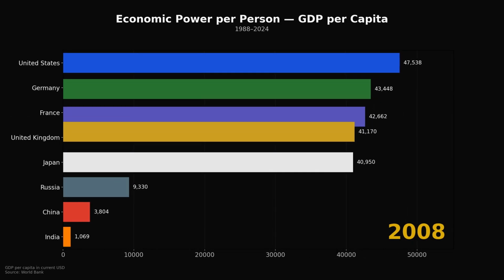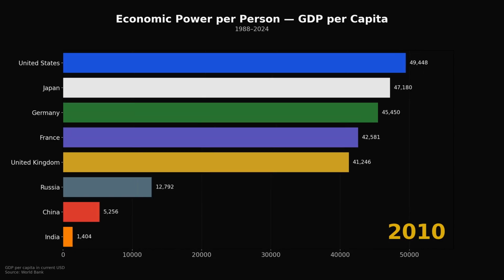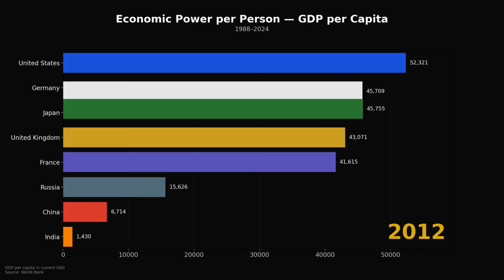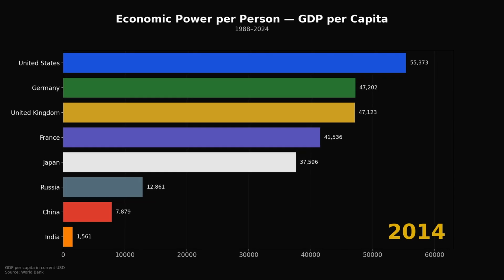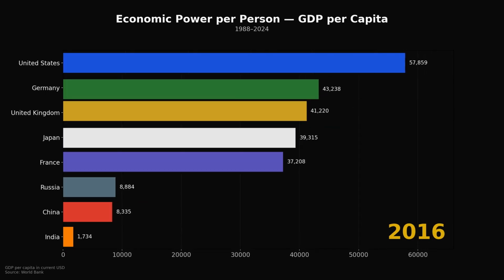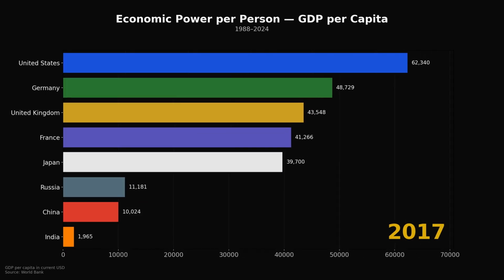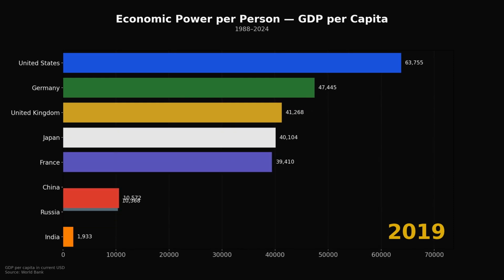Large, populous economies such as China and India spread their output across far more people. This distinction explains why economic size, military power, and living standards don't always move together.